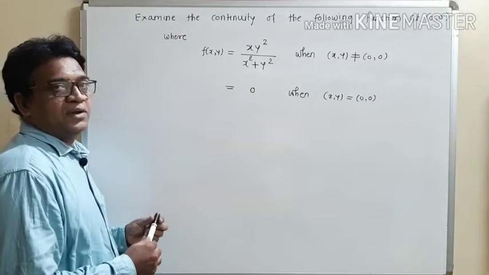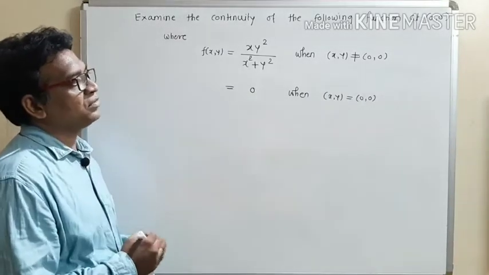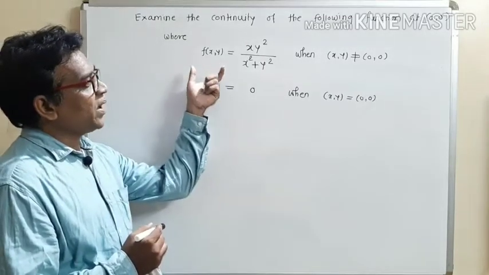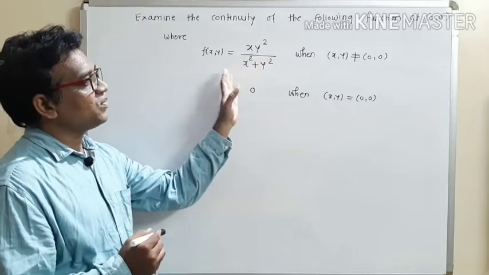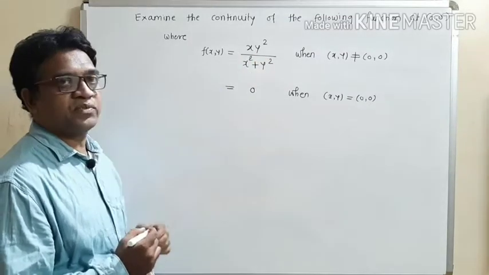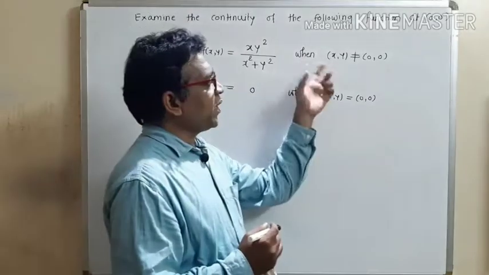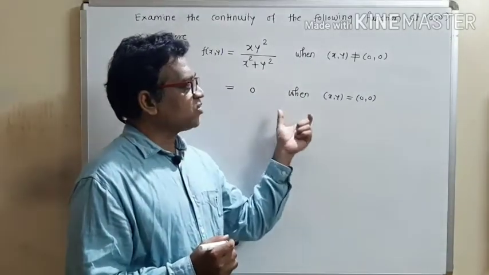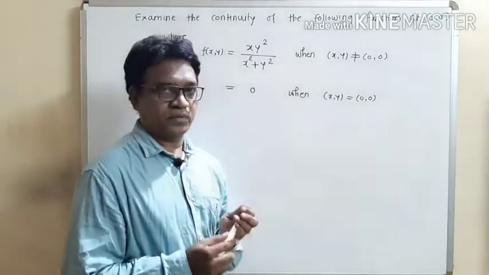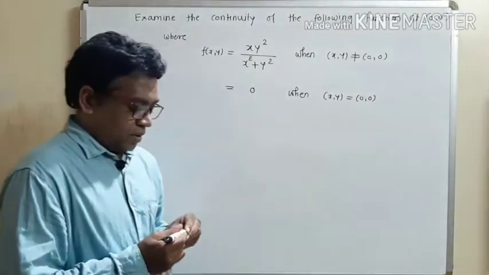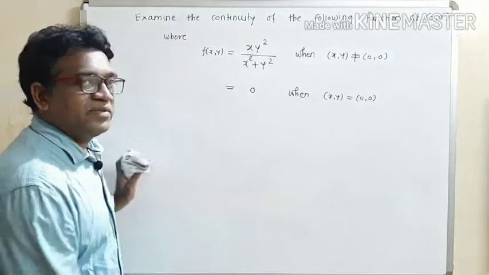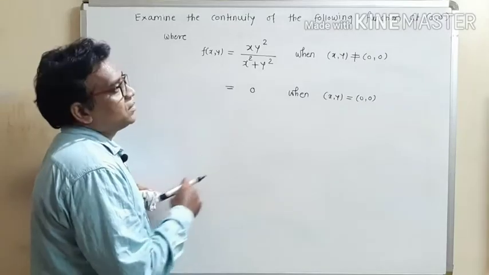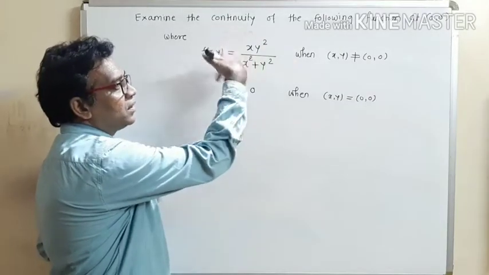Examine the continuity of the following function at (0, 0), where f(x,y) is equal to xy² divided by x² plus y², when (x,y) is not equal to (0, 0), and equal to 0 when (x,y) is equal to (0, 0). Now see what is the given example. We have to check the continuity of the given function.